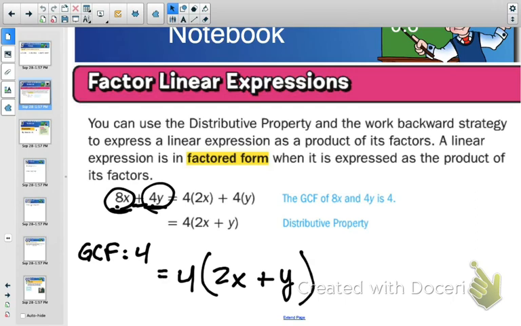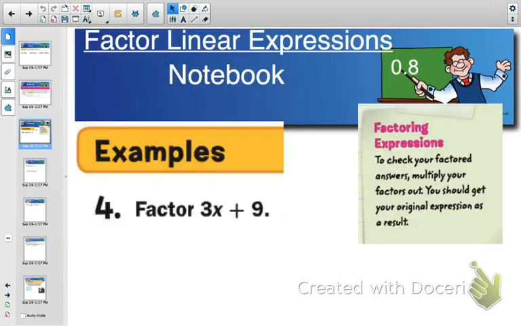So now if you want to check, you can distribute this back in, and it would be 8x plus 4y. So factoring is basically like undistributing. It's like the opposite of distributing. Okay, so let's look at another example.